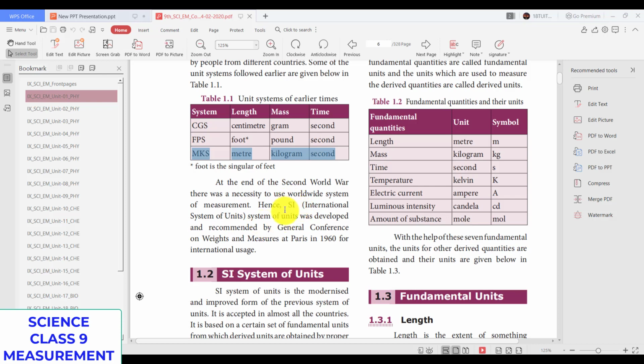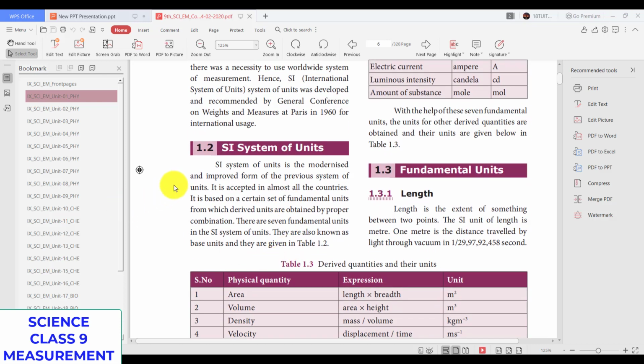In the abbreviation book back question, you may be asked like this: SI gives the abbreviation for International System of Units. This was announced in 1960 for international usage in the meeting held at Paris. Okay, that is the General Conference meeting, the General Conference on Weights and Measures.